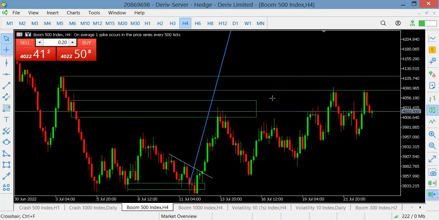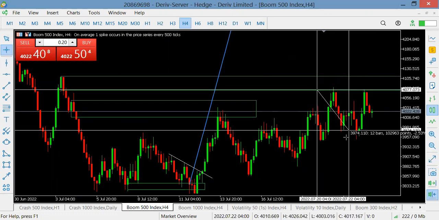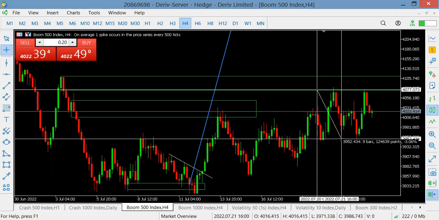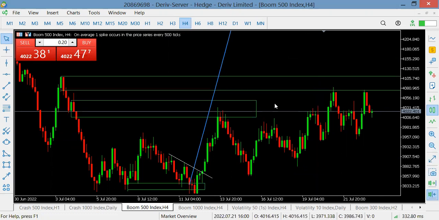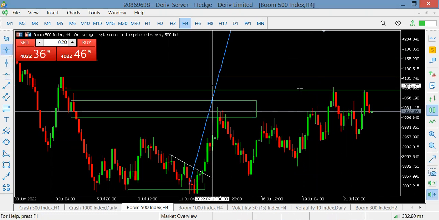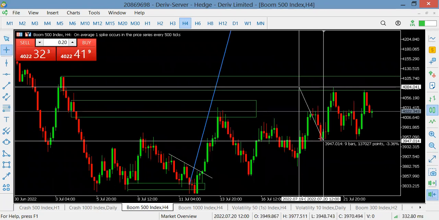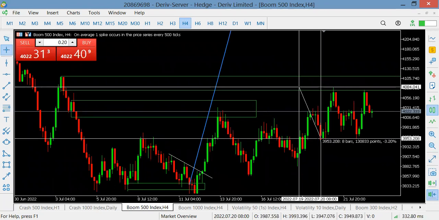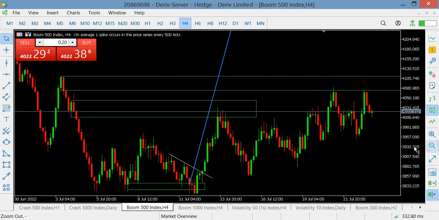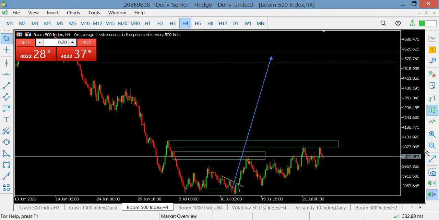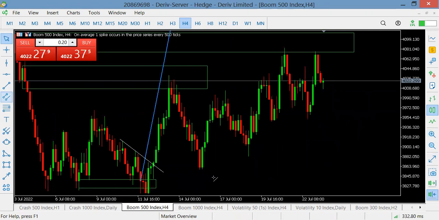and look at the massive drop that happened. This is about 125 pips to the downside after tapping into my zone, the zone I speculated. It's already a 130 pip drop. And as you can see again, price dropped from this zone and came back to retest.